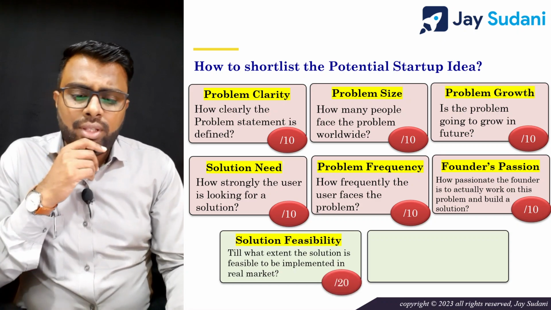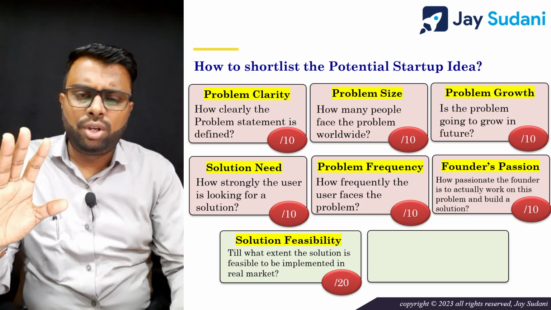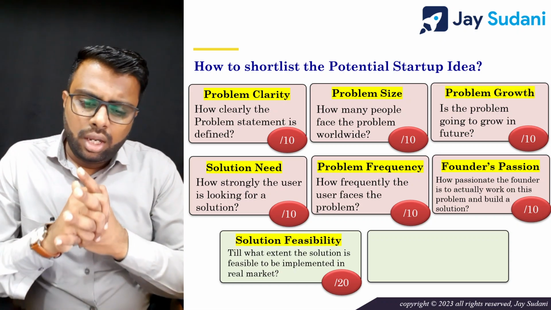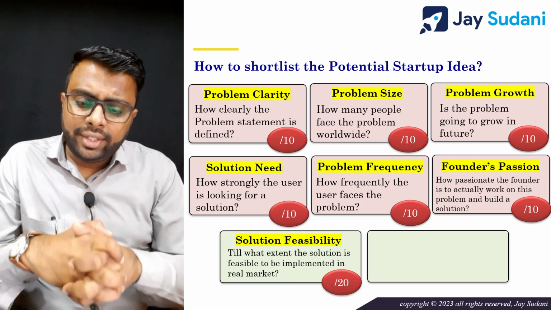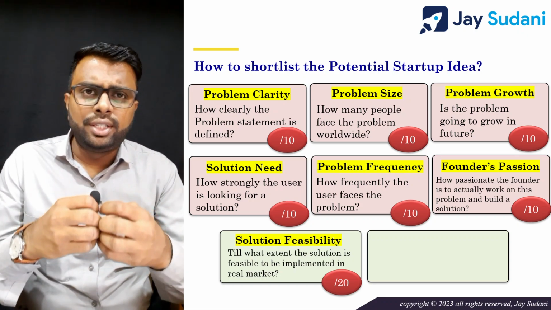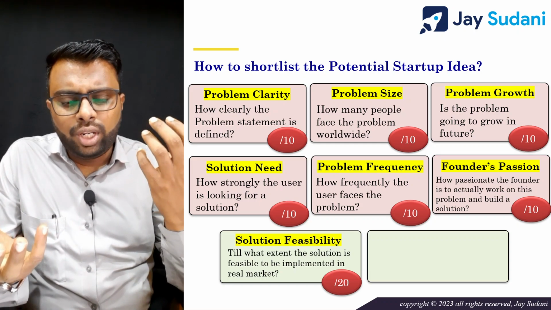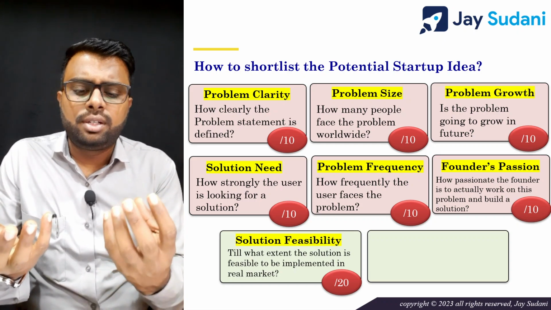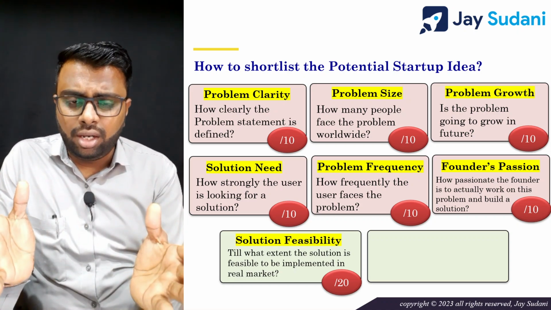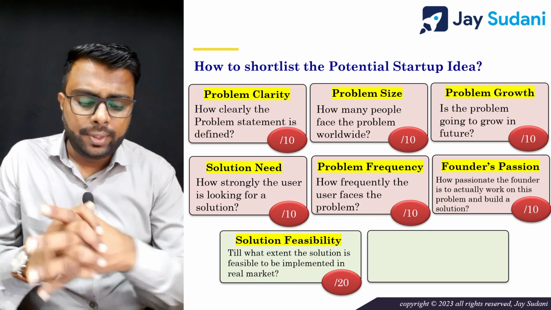Now coming to the seventh criterion, and this is on the solution side: solution feasibility. Whatever problem you have decided on, you will also have some tentative solutions. Now, what is the feasibility of that? To what extent is the solution feasible to be implemented in the real market? Assess yourself: if the user is facing this problem and it is a real need, to what extent can we develop a feasible solution that can actually be implemented? If there is strong feasibility of developing a solution, you give 20 out of 20, and I have increased the weightage to 20 purposefully.